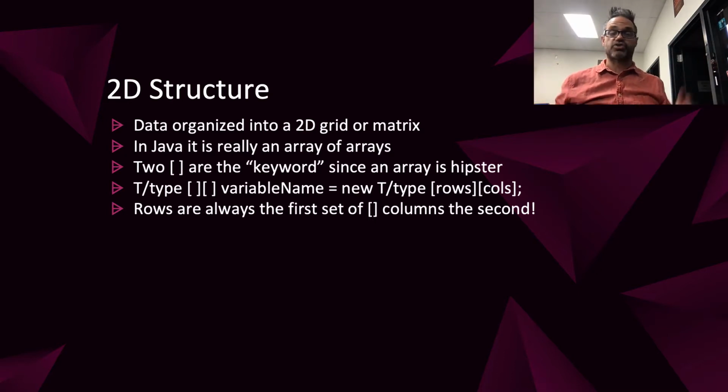Two sets of square brackets are the quote keyword, because again, Java is pretty hipster when it comes to arrays. It doesn't actually have a keyword for it, it just has square brackets to designate that it's an array. So just keep that in mind. It's not a keyword-based type you'd have to look for.